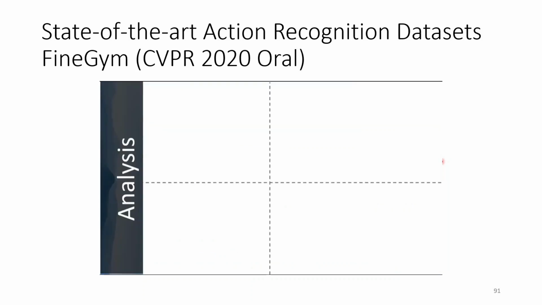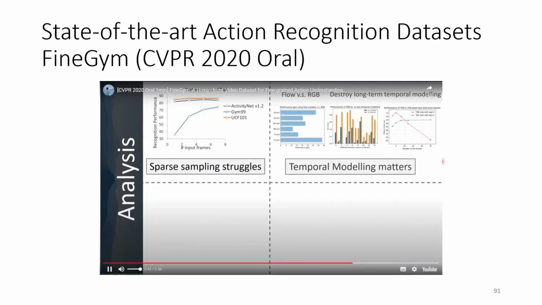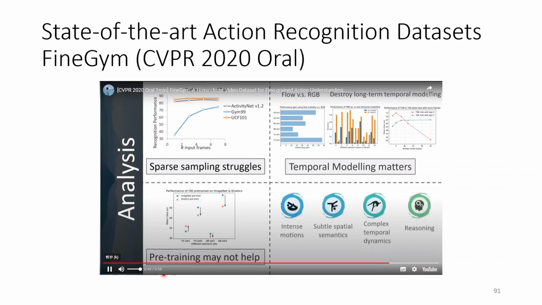Here are some analysis and findings. Sparse sampling struggles on FineGym, indicating every frame counts. Temporal modeling matters for fine-grained recognition of motion-intense actions. Pre-training on coarse-grained datasets may not always be helpful, and FineGym poses new challenges for current methods.